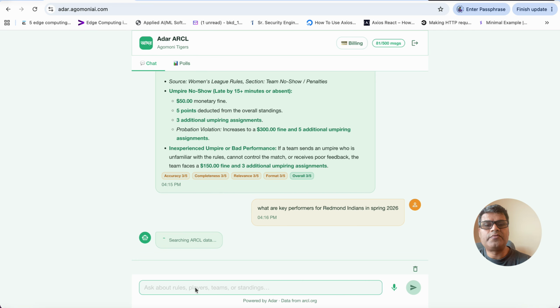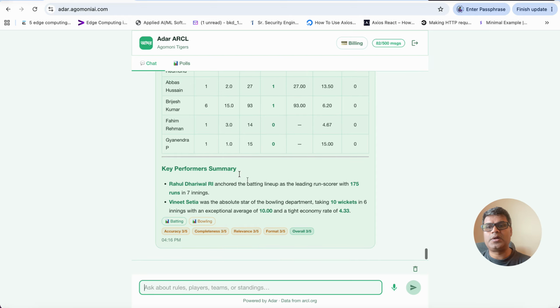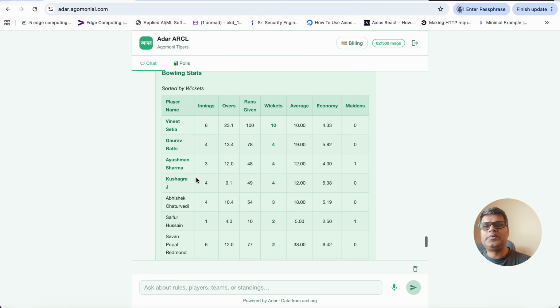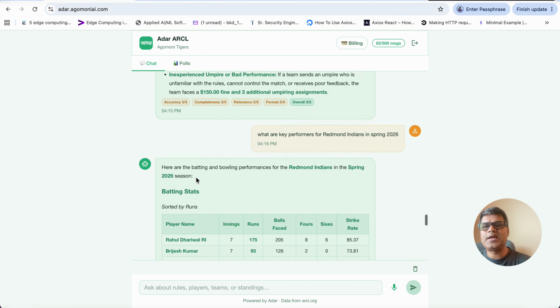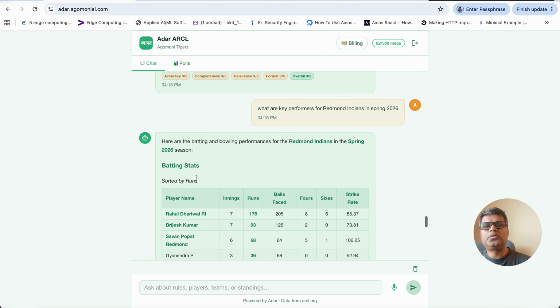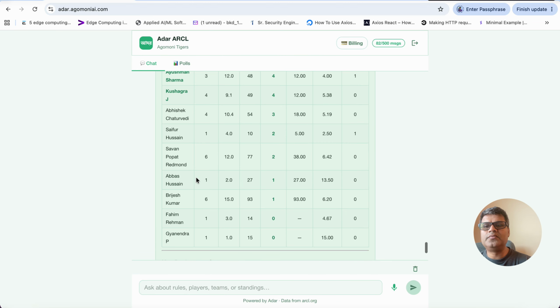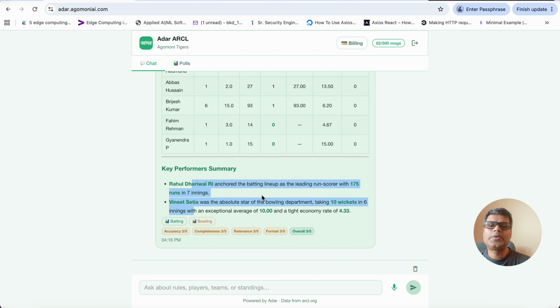What are the key performers of the Redmond Indians, so that I know, okay, we have to play as a team, and these are the key performers in the Redmond Indians. That stat says about that, right? So let's watch these players out. See, these are very powerful tools, right? You see the key performance summary, these two players they chalked out, they give the batting stats and bowling stats for 26, right? And then after giving all of these things, they highlighted the two players. Whatever information comes, AI fantastically summarizes the players to watch out for, right?